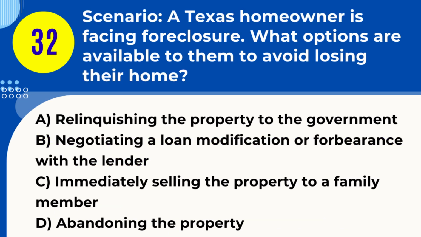Question 32. Scenario: A Texas homeowner is facing foreclosure. What options are available to them to avoid losing their home? A. Relinquishing the property to the government. B. Negotiating a loan modification or forbearance with the lender. C. Immediately selling the property to a family member. D. Abandoning the property.